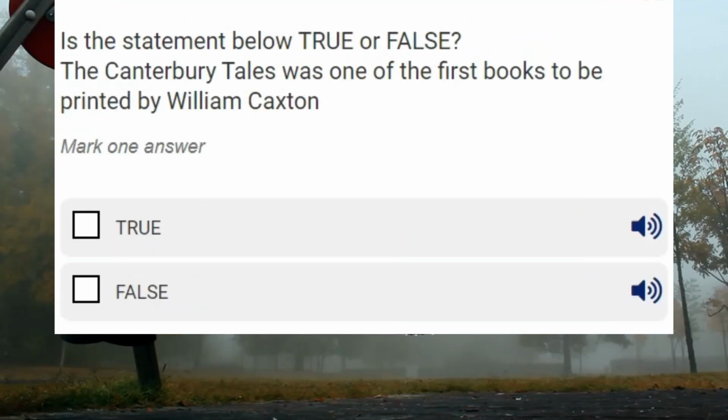Is the statement below true or false? The Canterbury Tales was one of the first books to be printed by William Caxton. True. False. Correct answer: true.